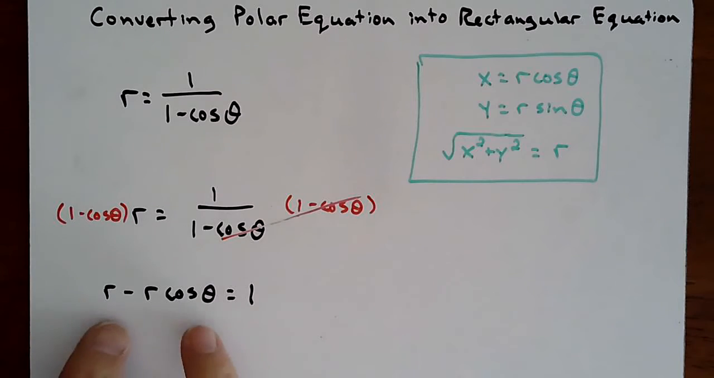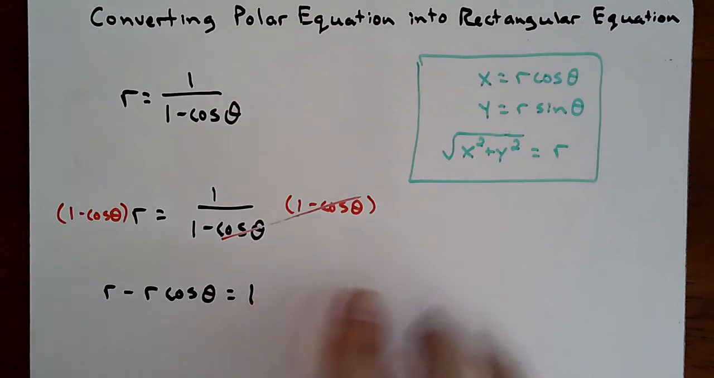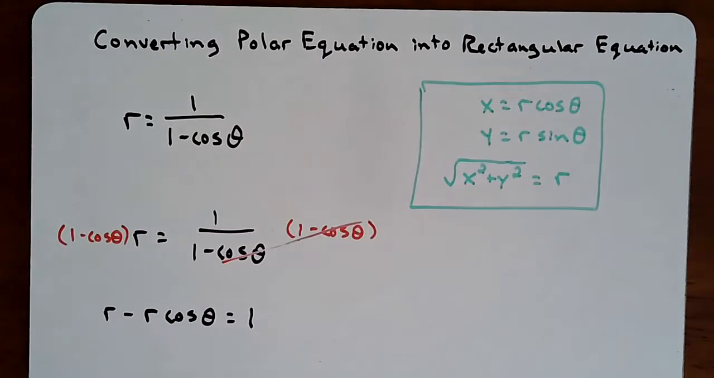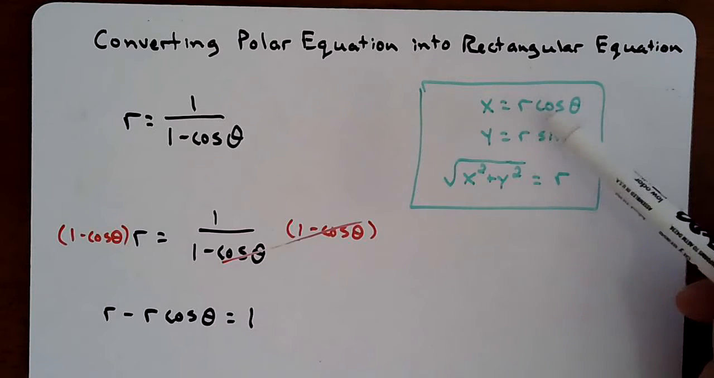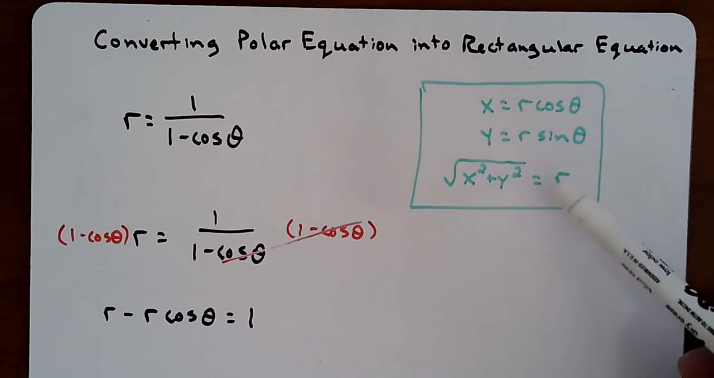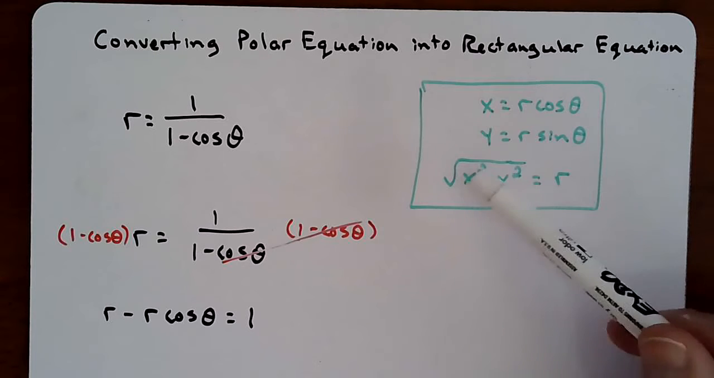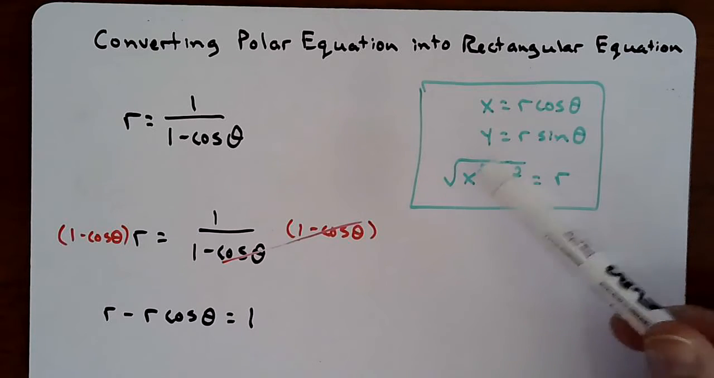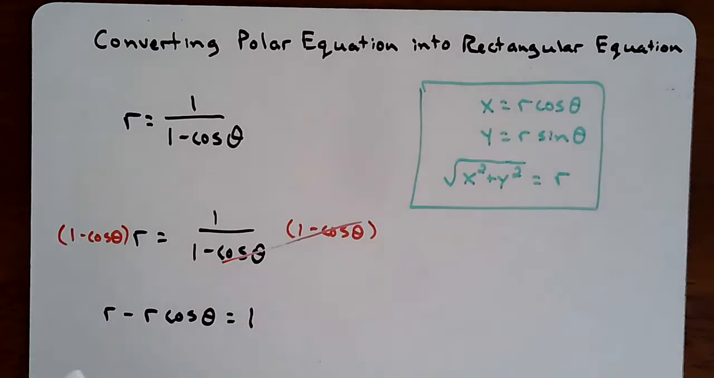Now basically I've cleared out my fraction, and this is some of the relationships that I can sub out. If I have an r cosine theta, I can replace it with an x. If I have an r sine theta, I can replace it with a y. And if I have an r, I can replace it with that square root, which isn't all that great, but we can deal with that then.